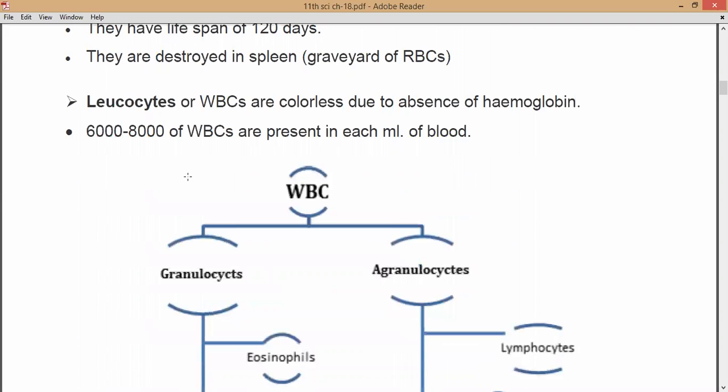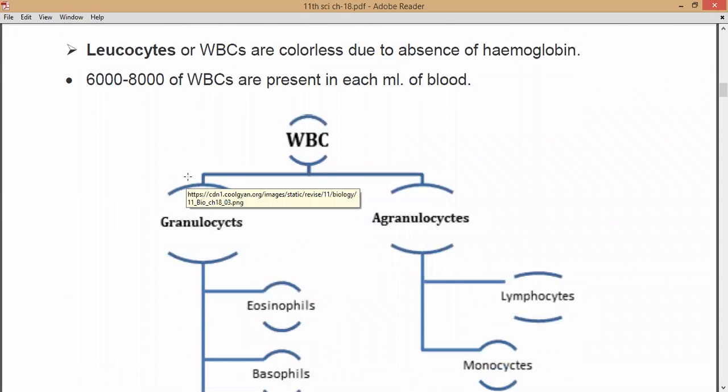The second type of blood cell is leukocytes. Leukocytes are also known as WBCs, and they do not have any pigment. For this reason, they are known as colorless, or we can say white blood cells. Why do they not have any color? Because there is an absence of hemoglobin. As there is no pigment like hemoglobin, they are white in color, or we can say colorless.